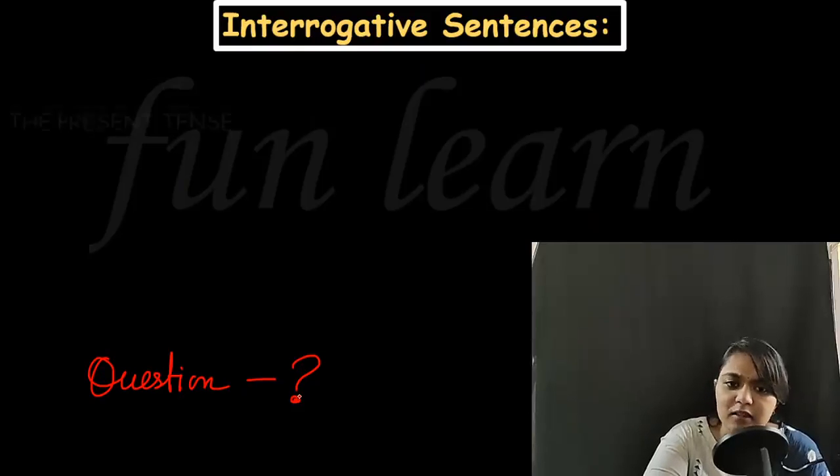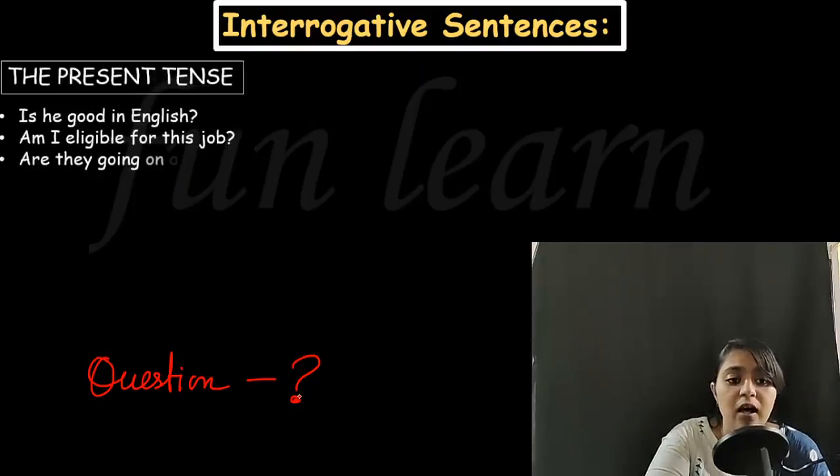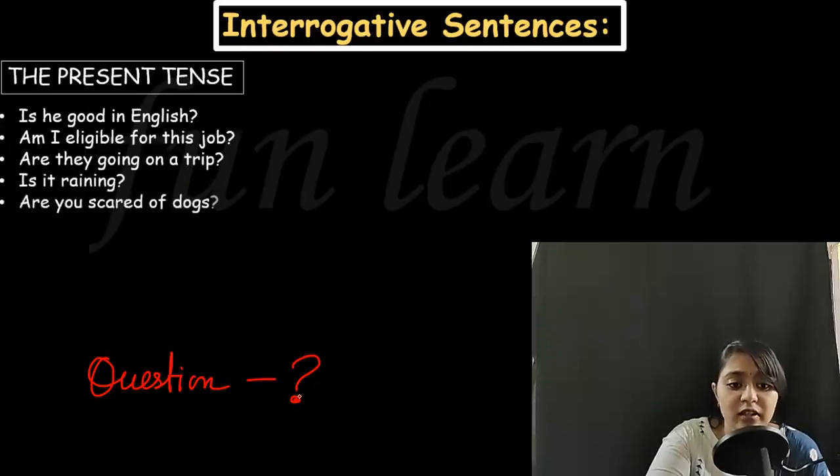It's the same sentences. The present tense. Is he good in English? Am I eligible for this job? Are they going on a trip? Is it raining? Are you scared of dogs? Are we buying a house?